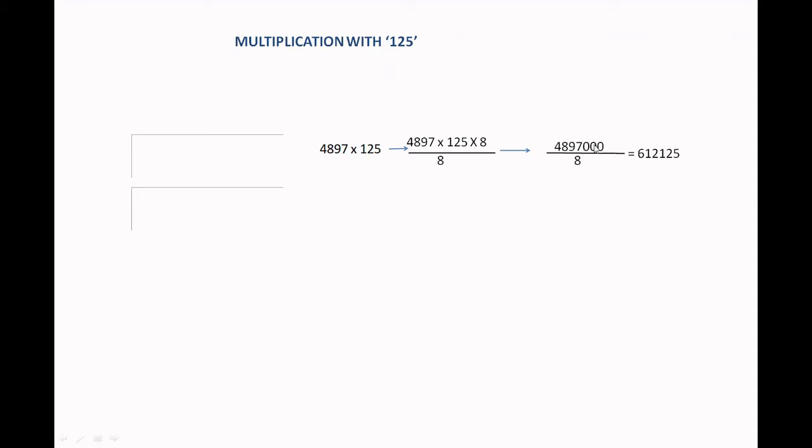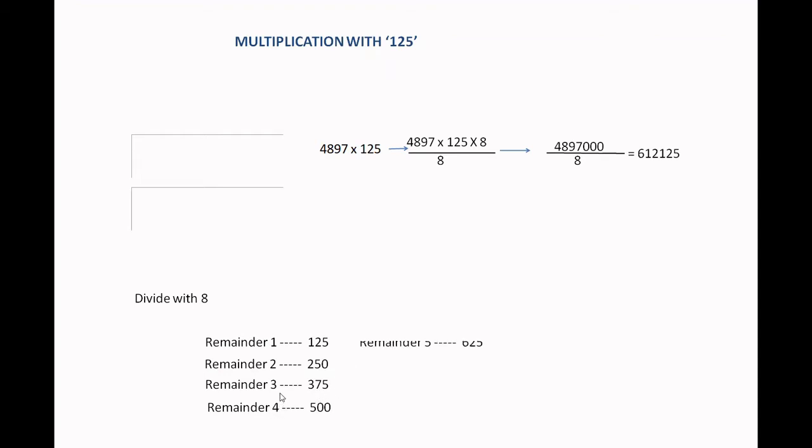if you don't want to write the zeros and all, we can just do the division till the first part of it, and depending upon the remainder we get, we can put the second half of the result here. So when we divide the number with 8, if the remainder is 1, we will put 125. For remainder 2, 250. For remainder 3, it is 375. If the remainder is 4, it's 500.